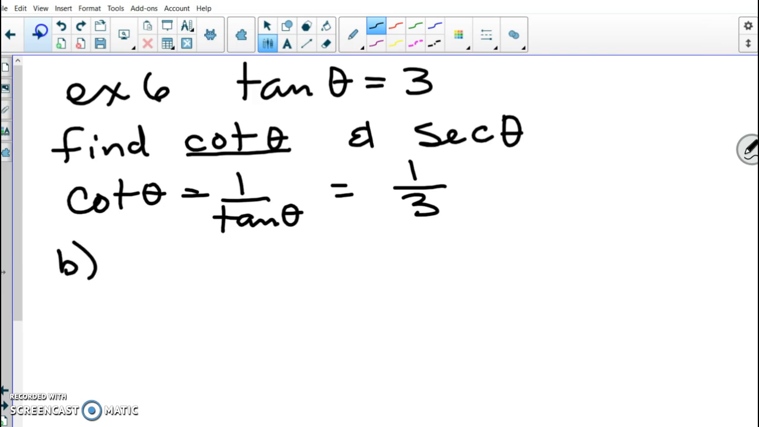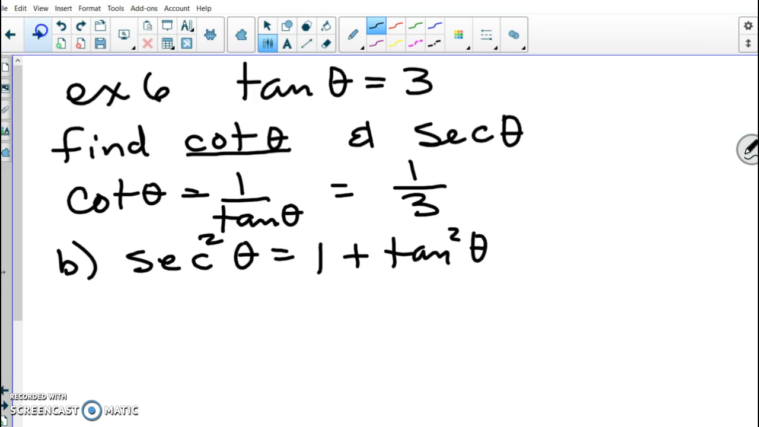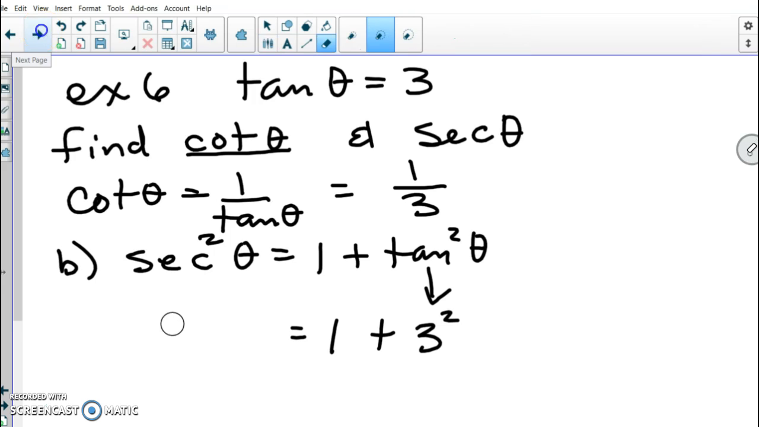In part B, we can use our identity. Secant squared theta is equal to 1 plus tangent squared theta. We went over that in 4.3 part 2 on the Canvas recordings. We know that tangent theta is equal to 3. We can replace tangent squared theta with that same value squared. So we get our simplified version here.